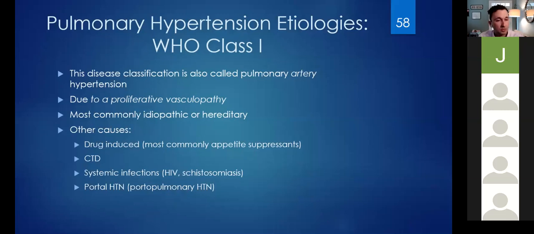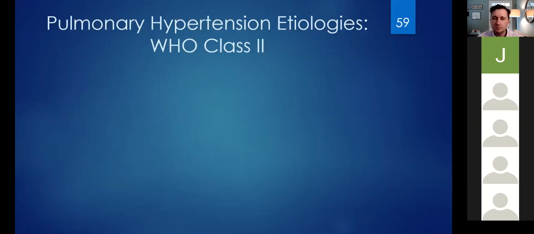Connective tissue disease can also lead to class 1 pulmonary hypertension. Now, this is not to be confused with connective tissue disease causing lung disease, which then causes pulmonary hypertension. Connective tissue disease by itself can lead to some of the vasculopathy we see. Infections can cause this. HIV is probably the most common one. And then portal hypertension can lead to this as well.